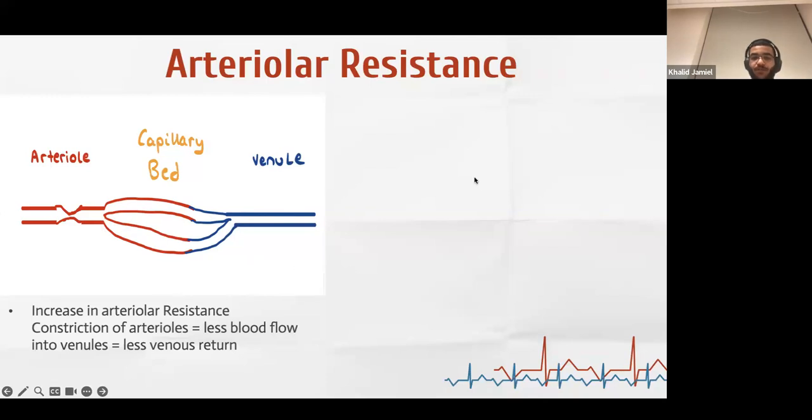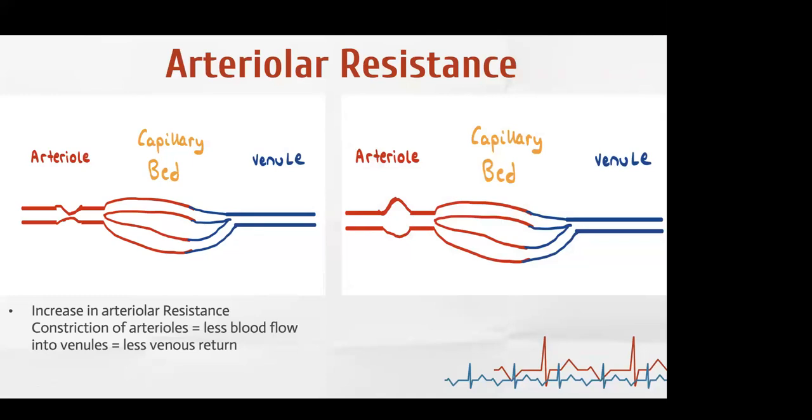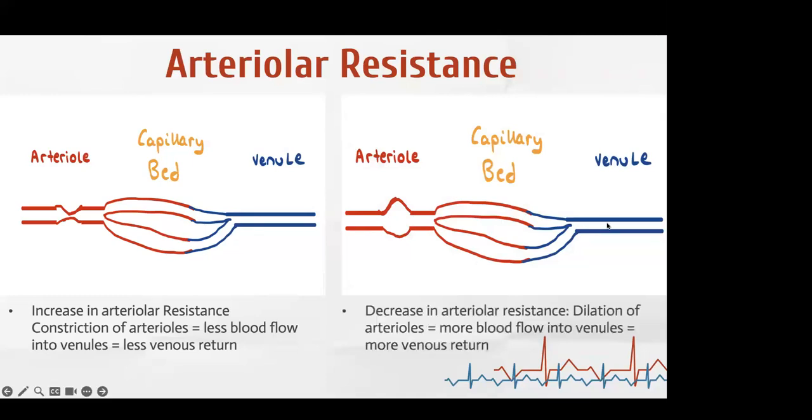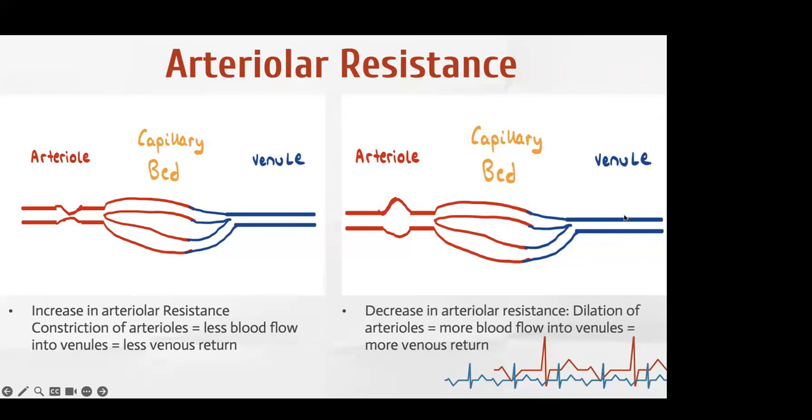Now, what happens if we dilate the artery? We increase the pressure in the veins. Yes, we increase the pressure in the veins. So it's just the opposite effect. Since now we're dilating, more blood is going to the capillary bed and to the vein, and therefore higher pressure in the veins. And if you have higher pressure in the veins, then what does that do to the venous return? It increases the venous return.